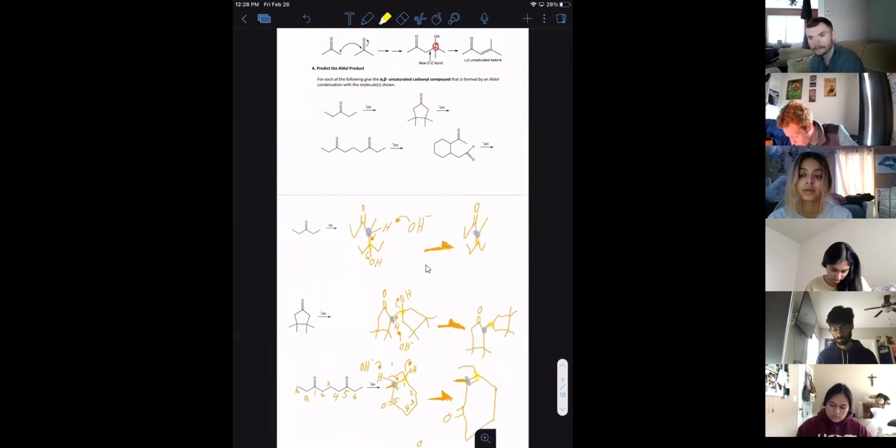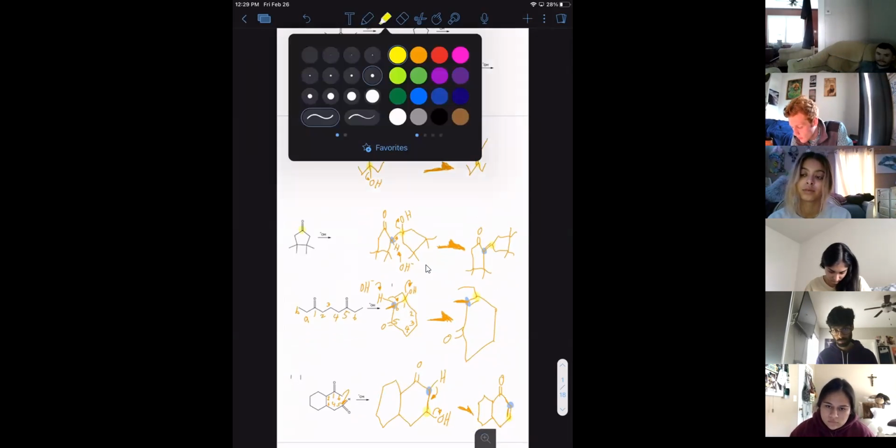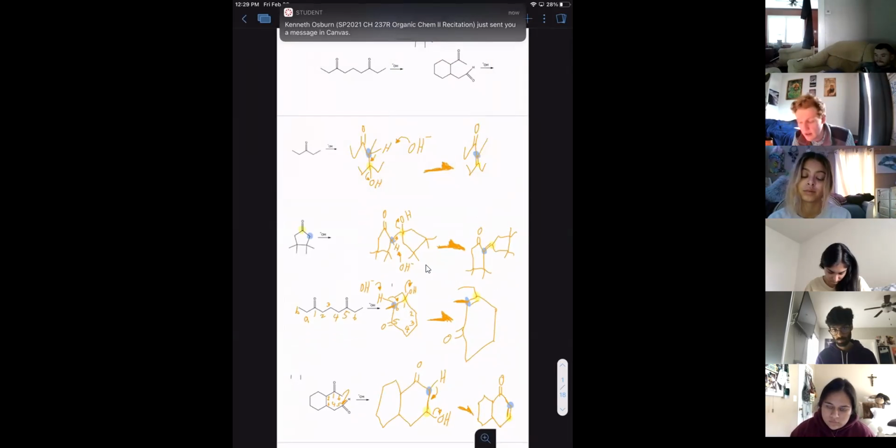But yeah, so for this next one, once again, the exact same thing where this is the second molecule. This is going to be the electrophilic site, and the nucleophilic site is going to be 1 carbon over on the enolate ion.